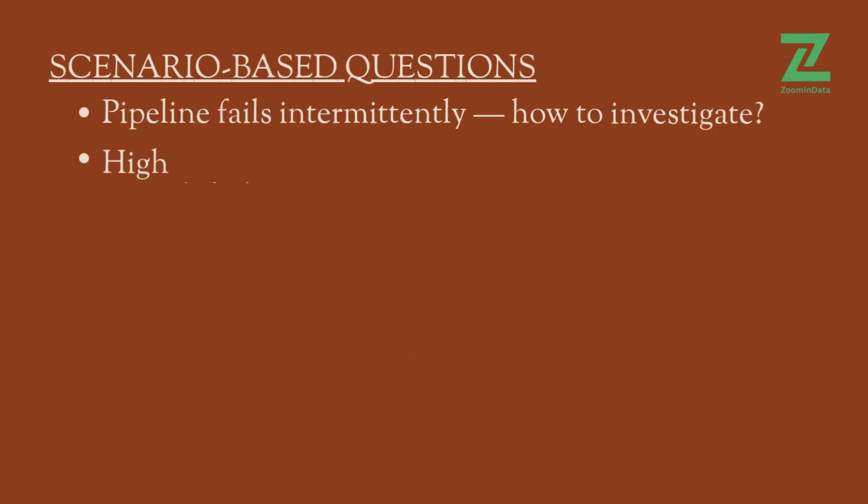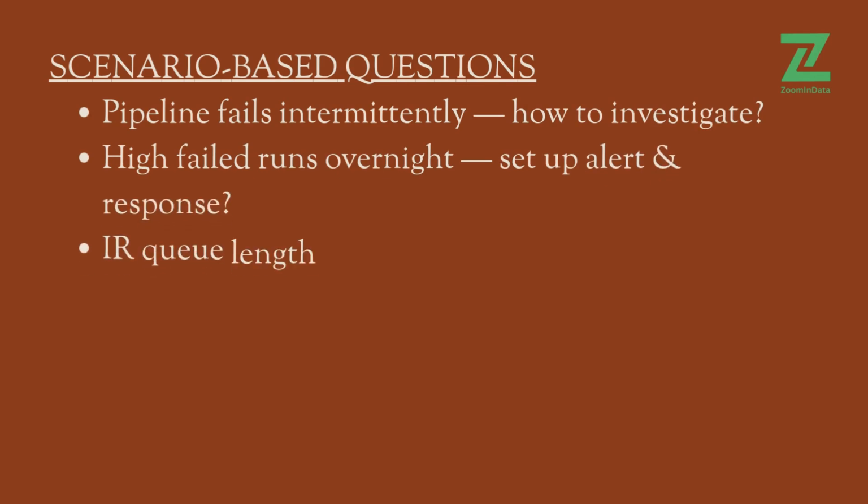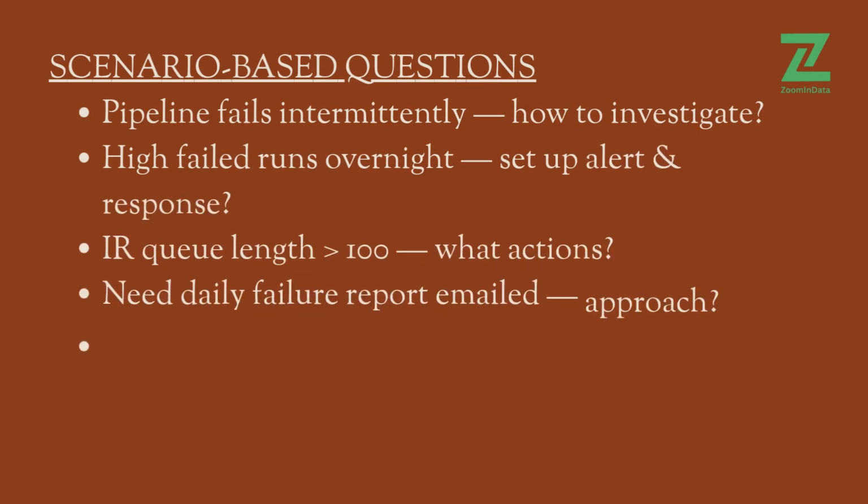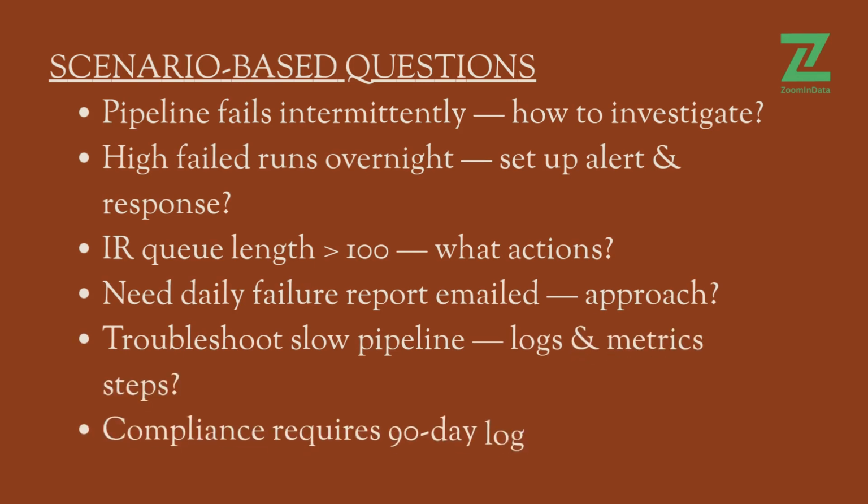Now for scenario-based questions. A pipeline fails intermittently. How would you investigate using logs and monitoring? You notice high failed runs overnight. How do you set up an alert and automated response? Integration runtime queue length exceeds 100. What immediate actions would you take?